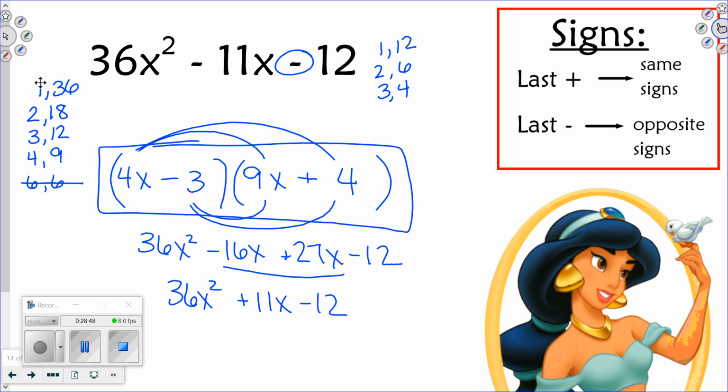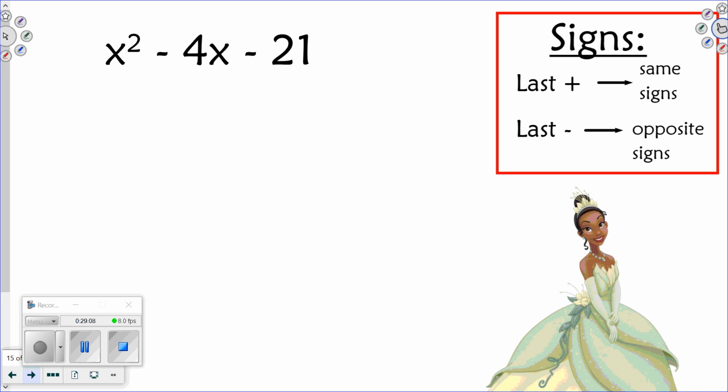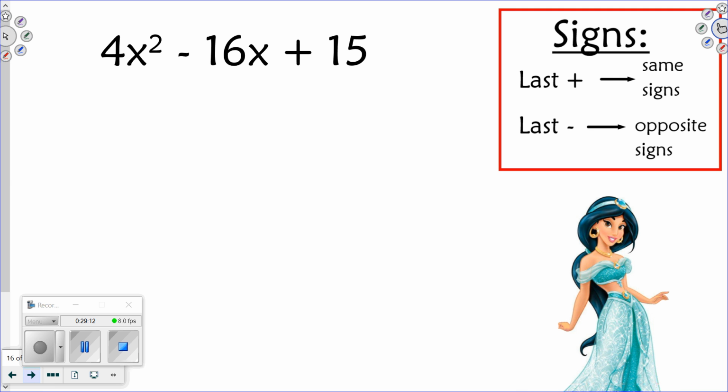Okay? For me personally, when I'm factoring, I plug my numbers in, I try it. If it doesn't work, I switch the last two. If it still doesn't work, I move on and I grab different numbers. I never flip-flop the first ones, because if I flip-flop the first and I flip-flop the second, I just went right back to where I started. Okay? So, all right. Let's skip that one. That's an easy one. Let's jump to this one. 4x squared minus 16x plus 15.